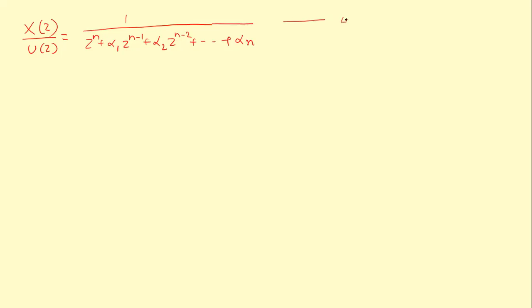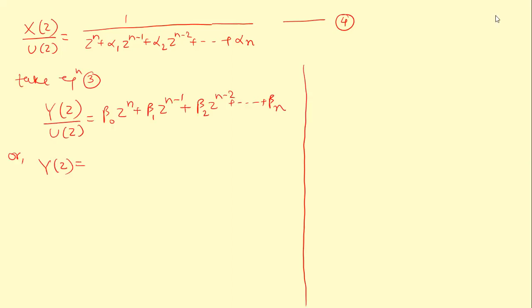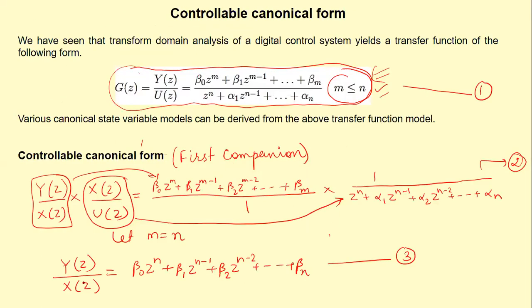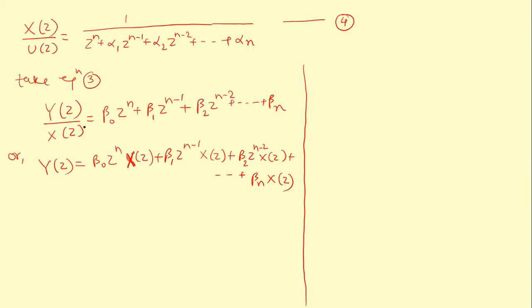Similarly, we have X(z)/U(z), which will be 1 by z^n plus alpha 1 z^(n-1) plus alpha 2 z^(n-2) and so on, up to alpha n. This is equation number 4. Now let us simplify equation 2 and find out y(k) and similarly x(k). So in equation number 3, it is Y(z) by X(z), so we have multiplied with X(z). This is equation number 5.